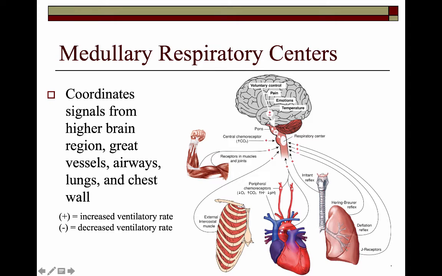Here we got the J receptors, deflation reflex, Hering-Breuer reflex. Deflation J receptors increase ventilatory rate, Hering-Breuer decreases. Irritant increases. Peripheral chemoreceptors, a low O2 or a high hydrogen ion or low pH will stimulate chemoreceptors.